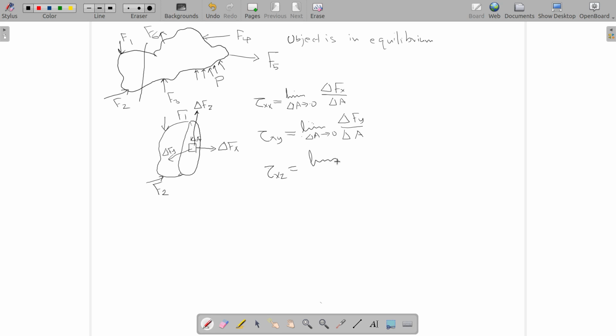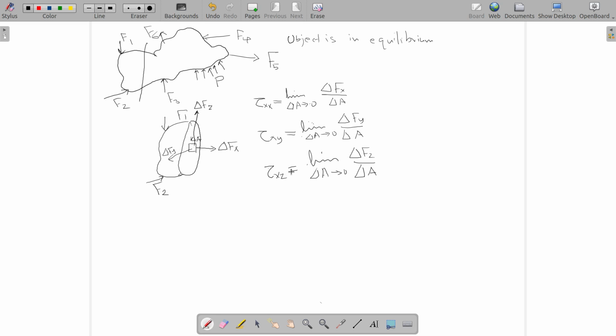Similarly, third component called tau xz. So you can see what is happening here. The cut surface I've made is perpendicular to x direction. You must note that the cut area is perpendicular to x direction. So the first letter in the subscript of tau represents that direction. So x is common here: tau xx, tau xy, tau xz.